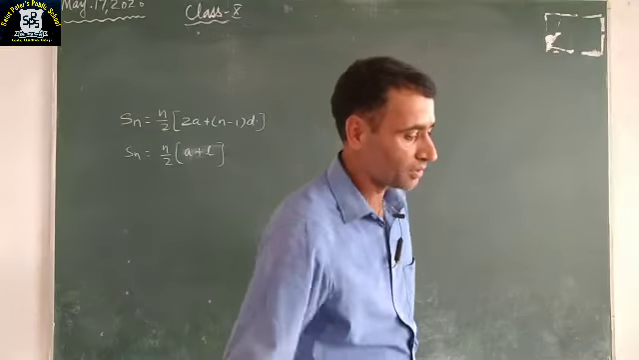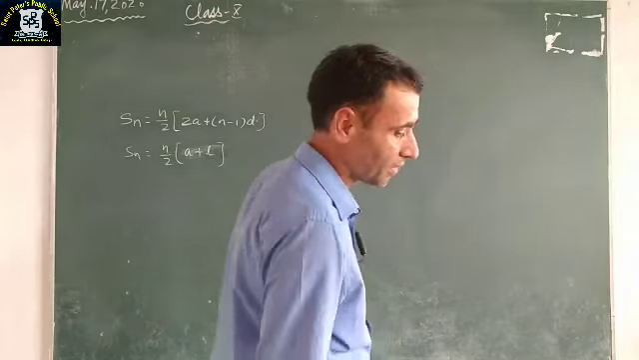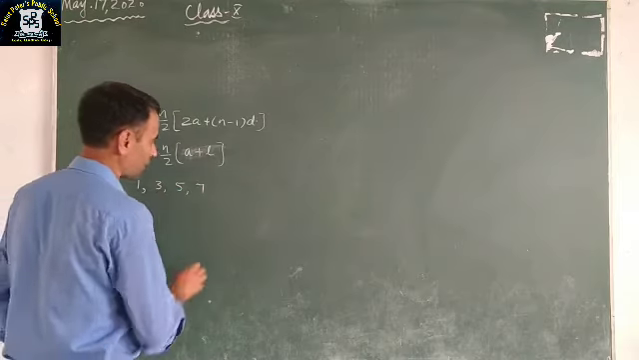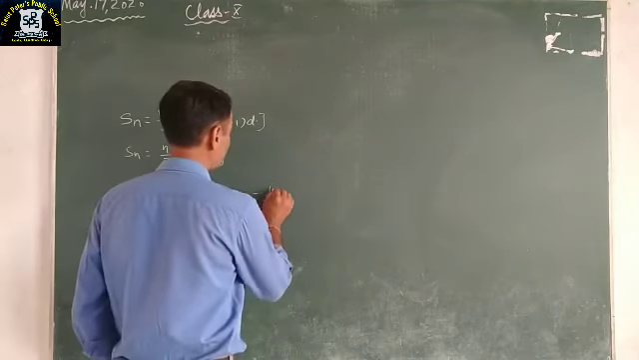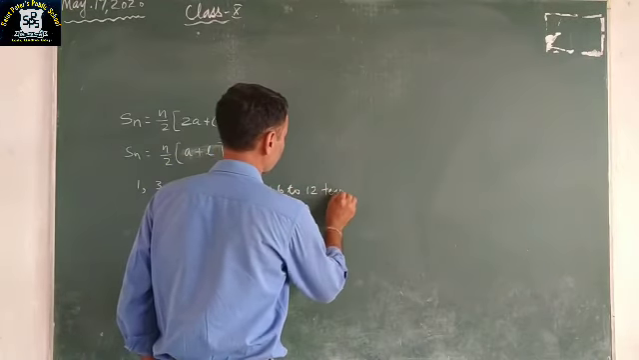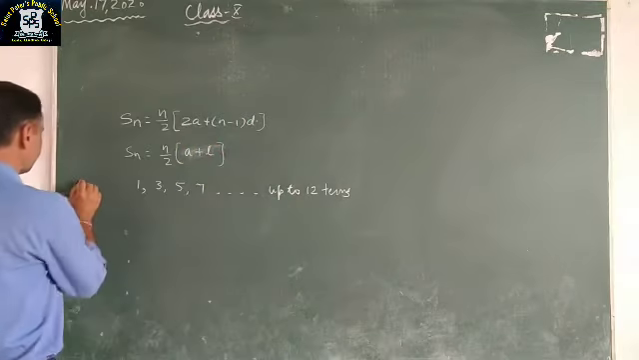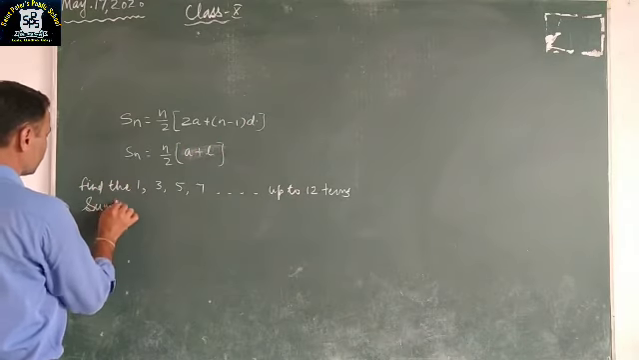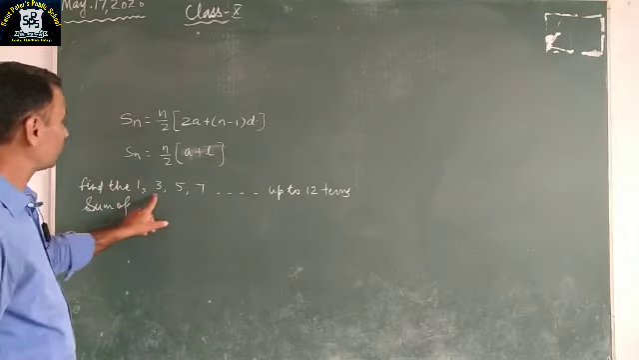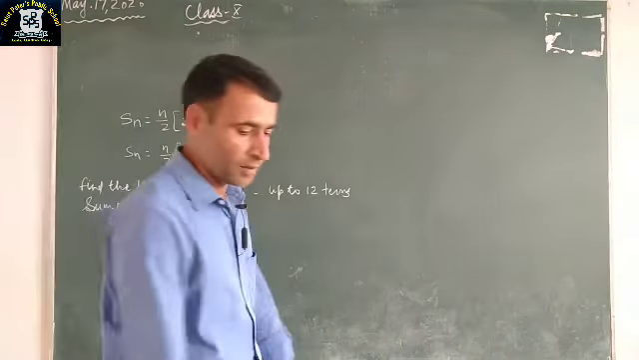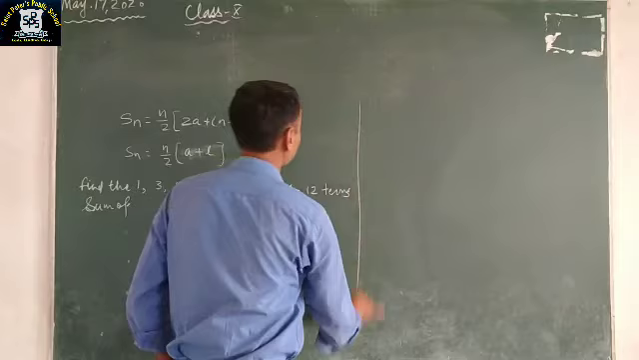The arithmetic progression is 1, 3, 5, 7, up to 12 terms. Find the sum of the first 12 terms. So to find the sum of the first 12 terms, we should apply the formula.